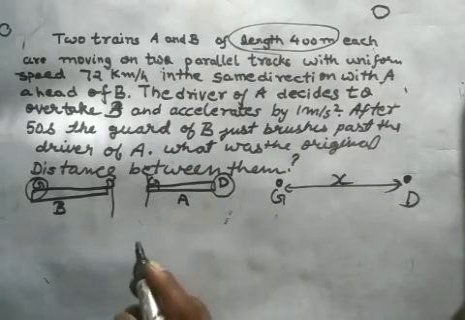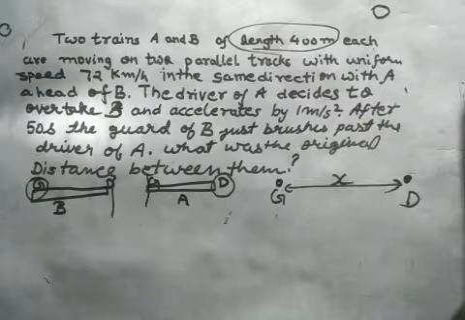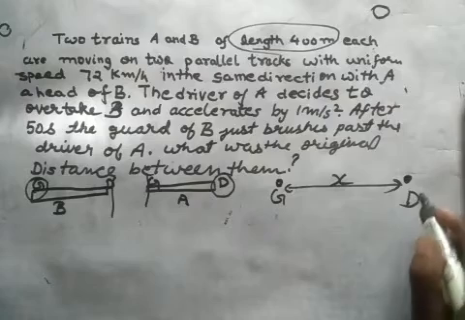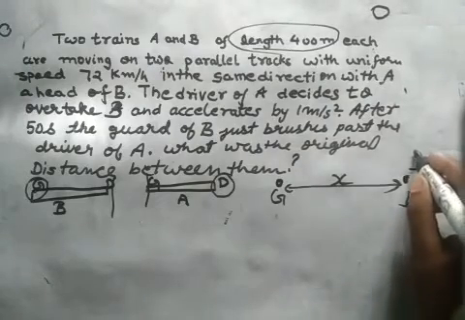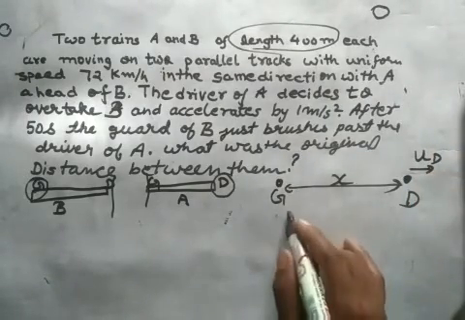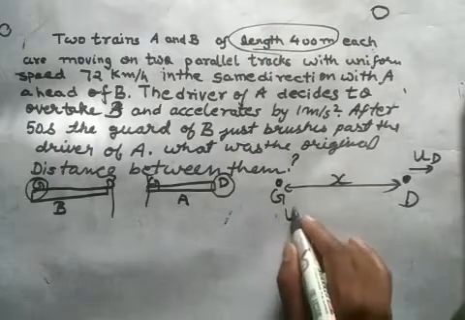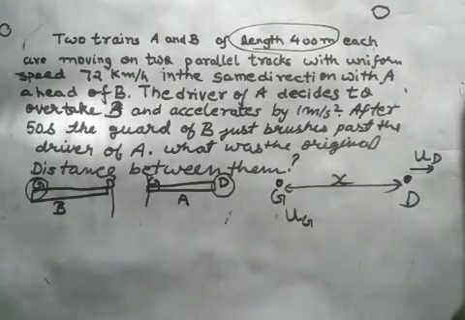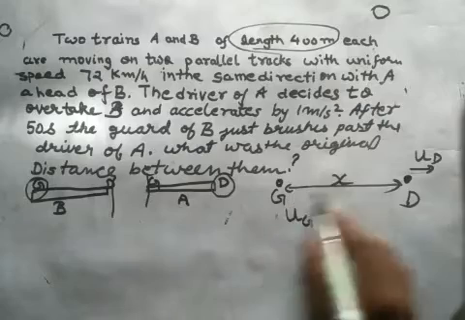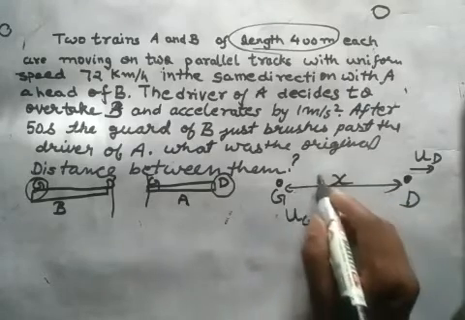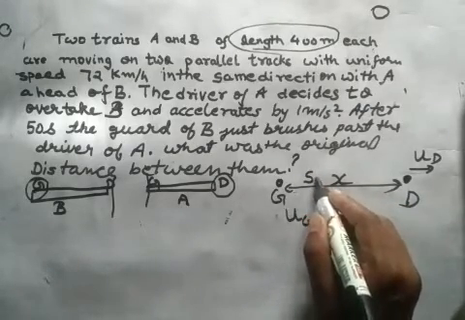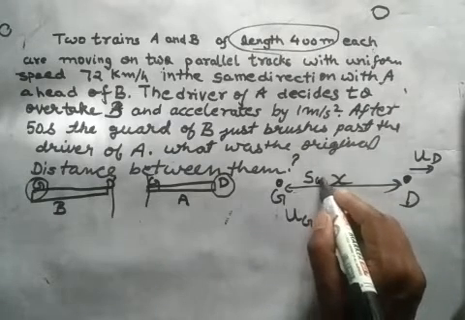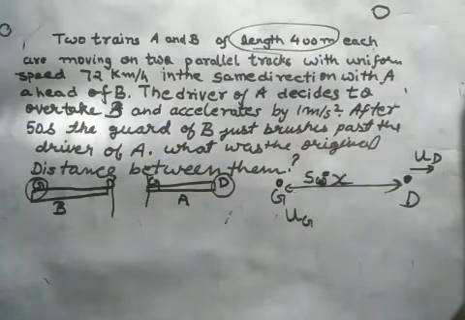And now there's a case of relative motion. So we'll apply relative motion condition for them. It is moving with some initial velocity, I'm writing it ud. It is moving with some initial velocity ug, and they travel some distance, and that is relative distance between them, s of g with respect to d is x.